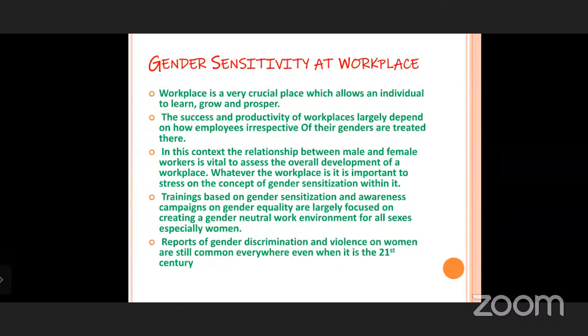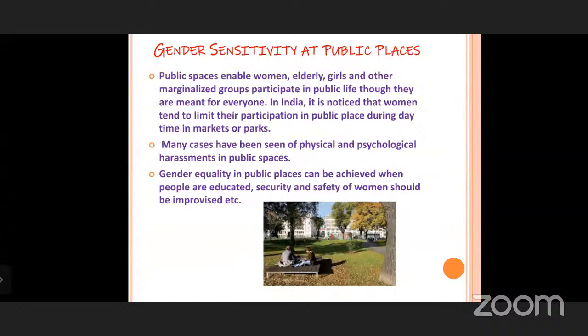Sensitivity is extremely important as it helps employees feel valued and cared for within the organization. Now, the next slide shows how gender sensitivity is lacking in public places. Public space is not experienced in the same way depending on gender.